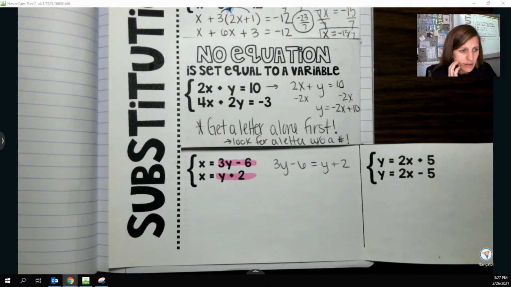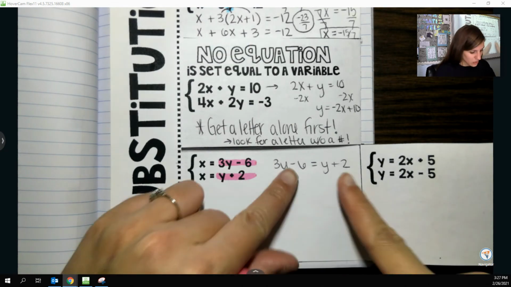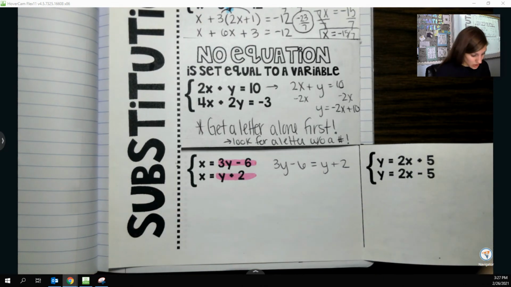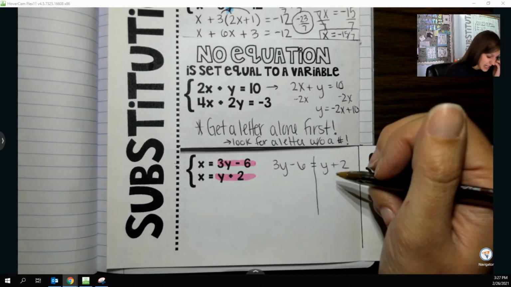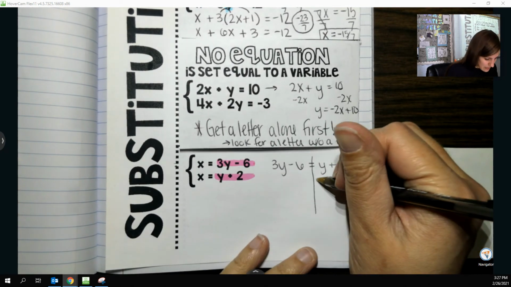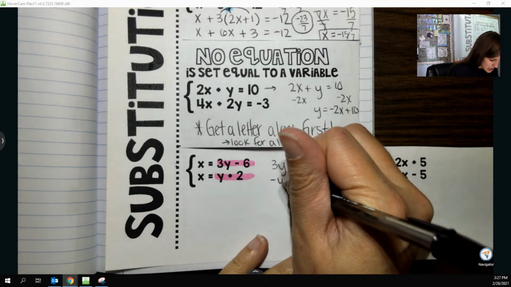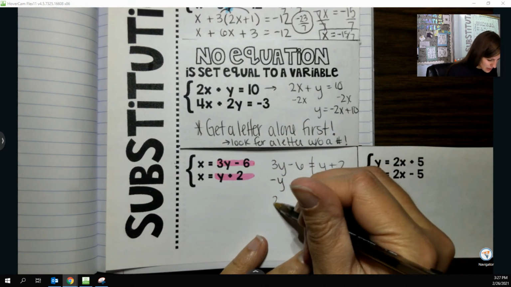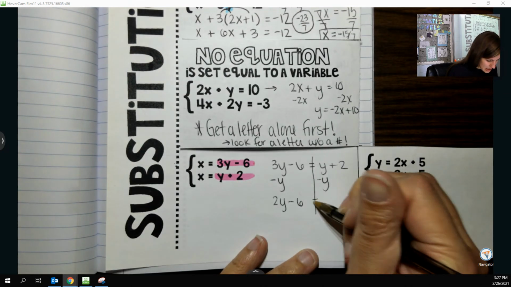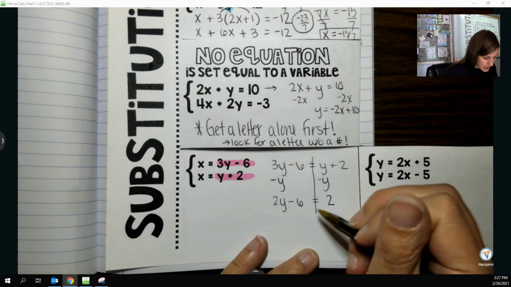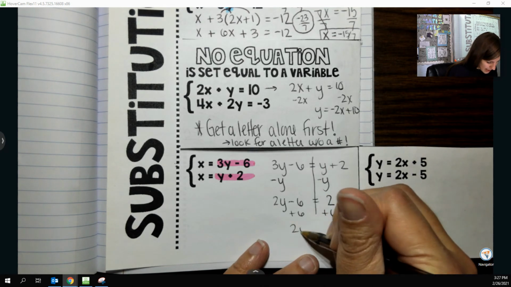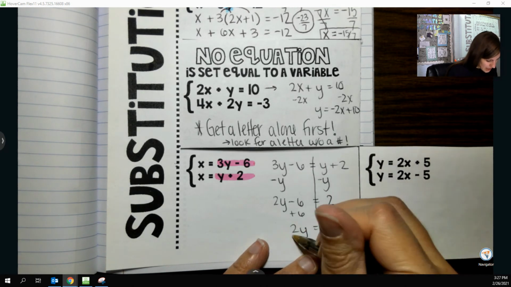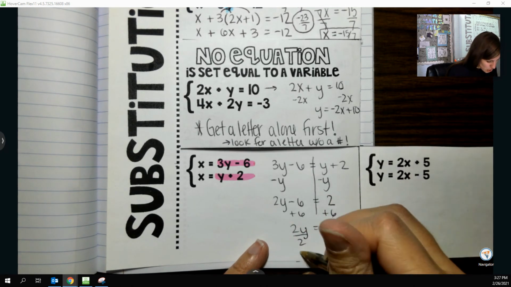Now, it wouldn't be wrong to say y plus 2 equals, like if these were just swapped sides, that's fine too. Now, if I want to solve for y, I need to get them on the same side. So I'm going to subtract this y over because it's smaller. And we'll have 2y minus 6 equals 2. Then to work on getting y alone, I'll add the 6 away. So 2y equals 8. And then divide by 2. So y is 4.